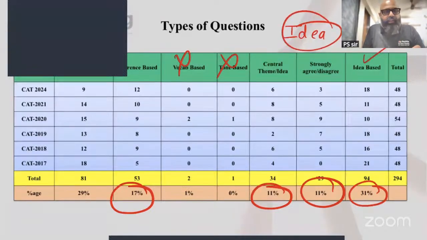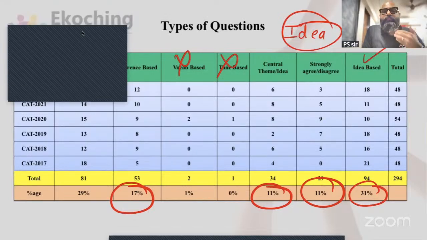Vocabulary is also needed because I always say that you can't breathe in VARC section if you are not great with vocabulary. So vocabulary anyways is required. इसके बिना आप चल नहीं पाओगे, इसके बिना आप breathe नहीं कर पाओगे, इसके बिना आप read नहीं कर पाओगे. So vocabulary definitely is needed, though direct questions on vocabulary and tone based questions, we have not seen from last many years now, right?